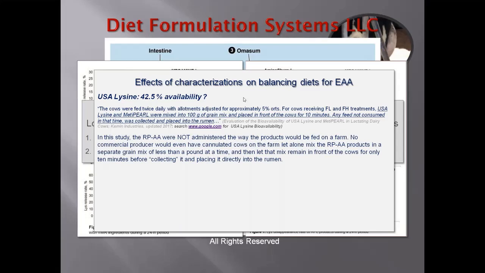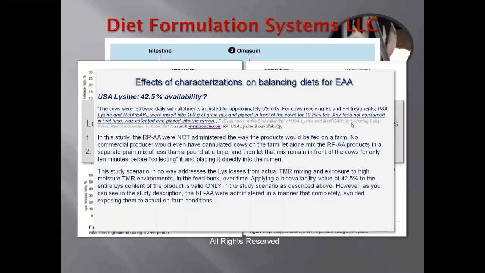Because in this study, the protected amino acids were not administered in the way that products would be fed on a farm. Okay. I don't have a problem with their 42% bioavailability as long as you're feeding the product this way. The problem is no commercial producer is even going to have cannulated cows on the farm, let alone mix the protected amino acid products in a separate grain mix of probably a pound or less, put it in front of the cows for 10 minutes, then collect it and put it into the rumen. That's not what happens on a commercial farm.